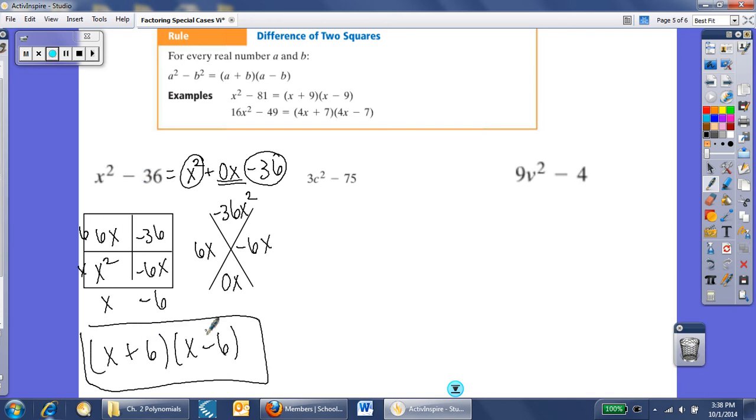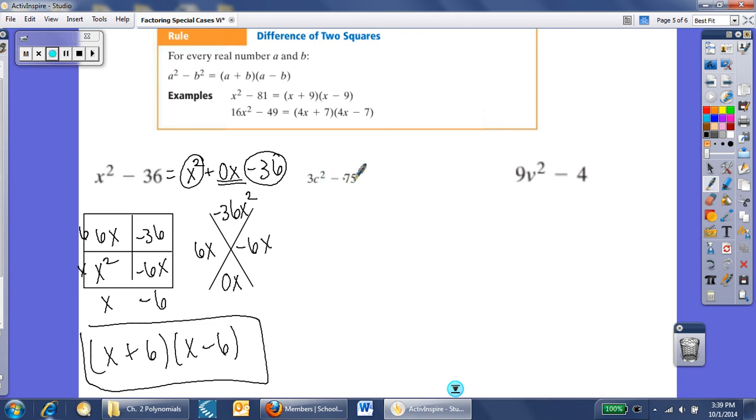Now notice that 36 is a perfect square. So this just became a positive 6 and a negative 6 here. Following the rule of difference of two squares, I can generalize and do this on the next two.